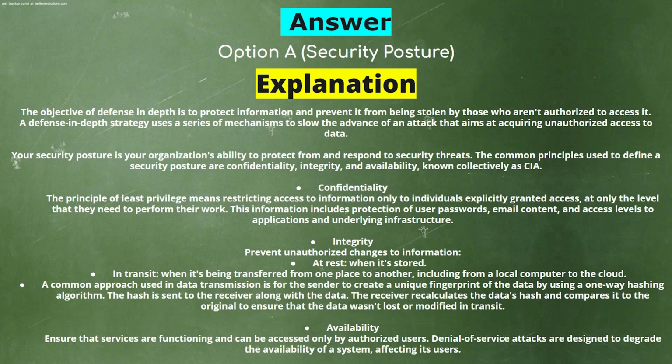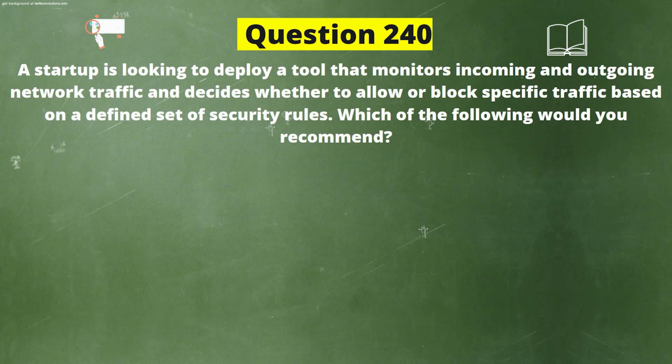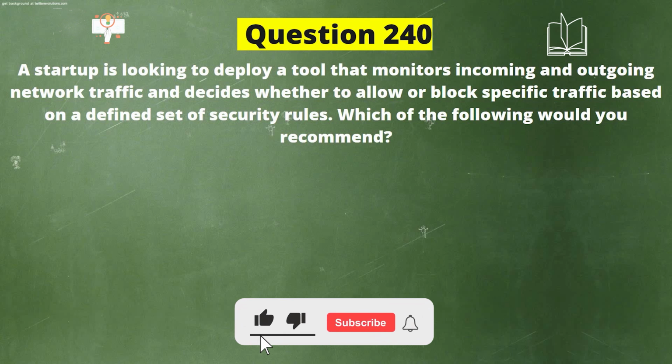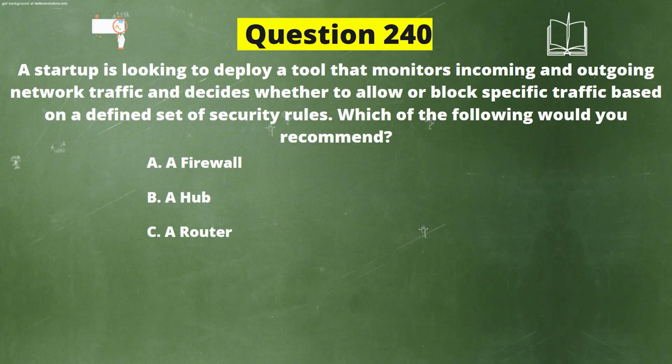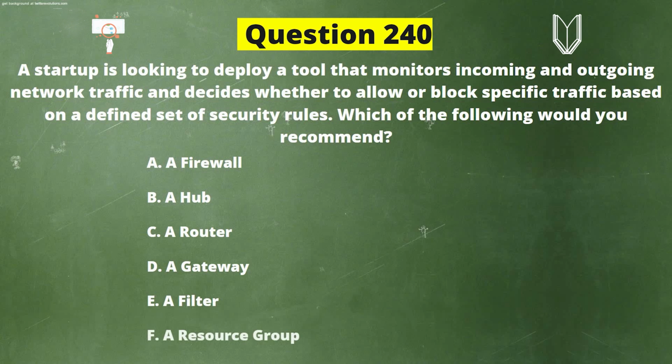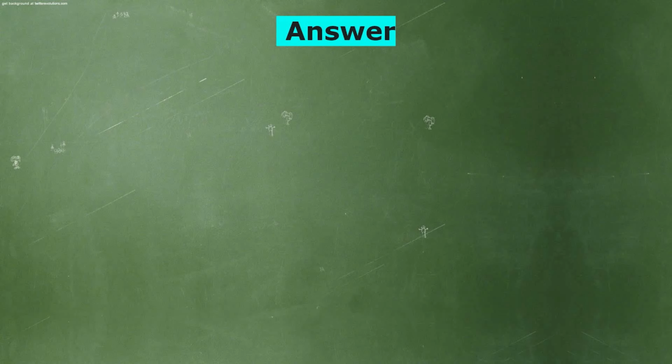Denial of service attacks are designed to degrade the availability of a system, affecting its users. Next question. A startup is looking to deploy a tool that monitors incoming and outgoing network traffic and decides whether to allow or block specific traffic based on a defined set of security rules. Which of the following would you recommend? And the options are A. A firewall, B. A hub, C. A router, D. A gateway, E. A filter, F. A resource group. And the correct answer is option A.